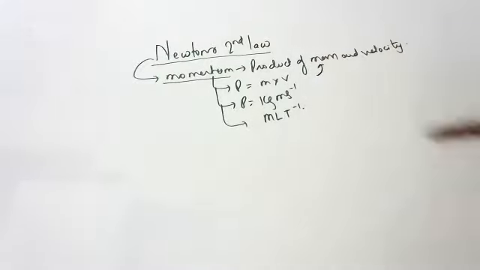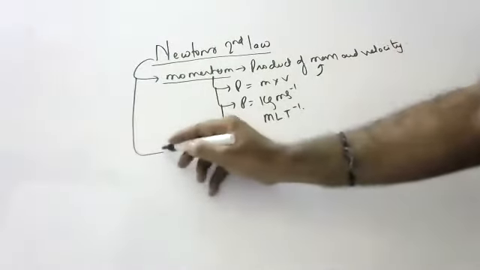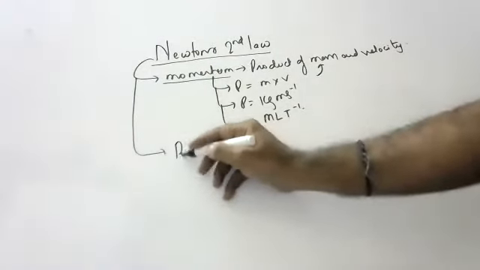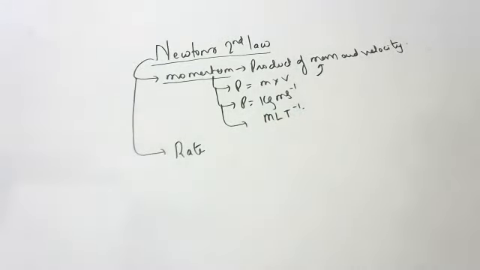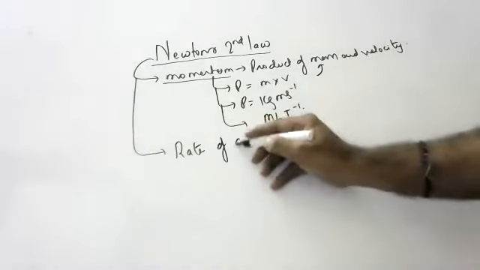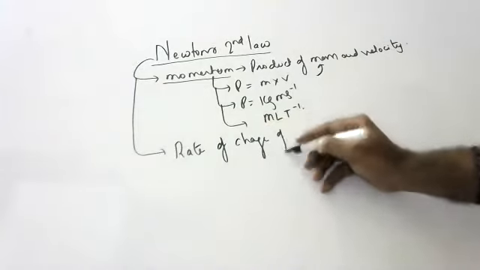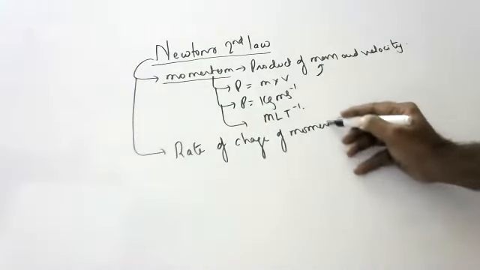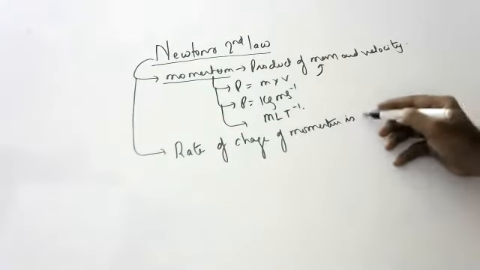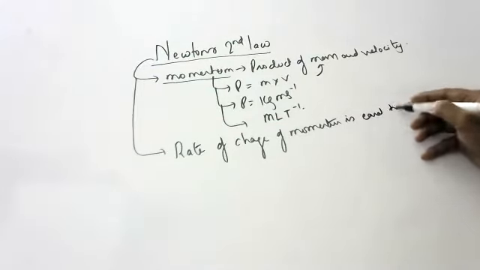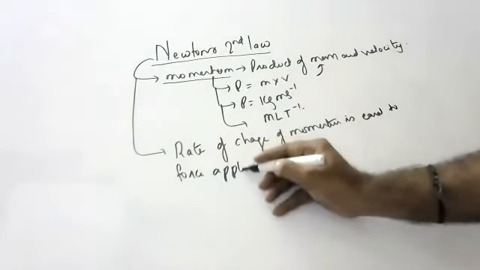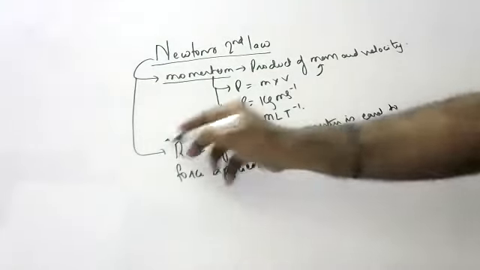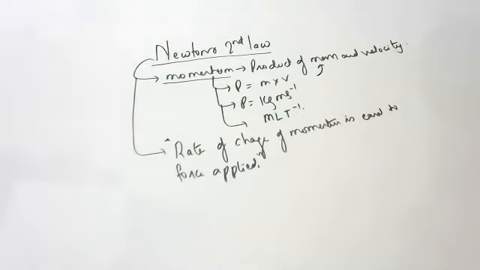Now children, Newton's second law states that the rate of change of momentum is equal to the force applied. In physics, rate means change by time. So what is it saying, children? Rate of change of momentum is equal to force applied.